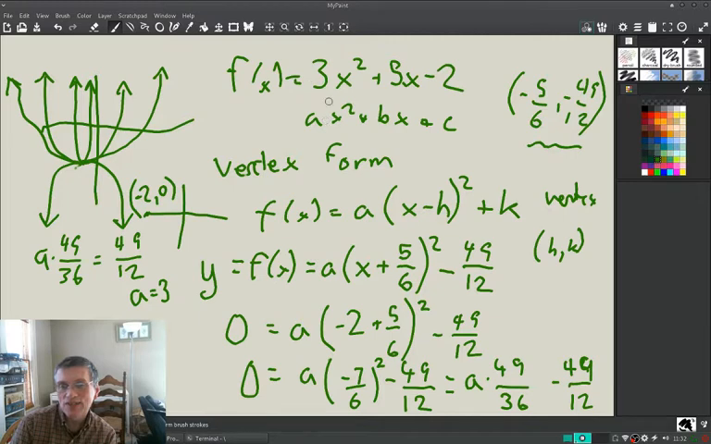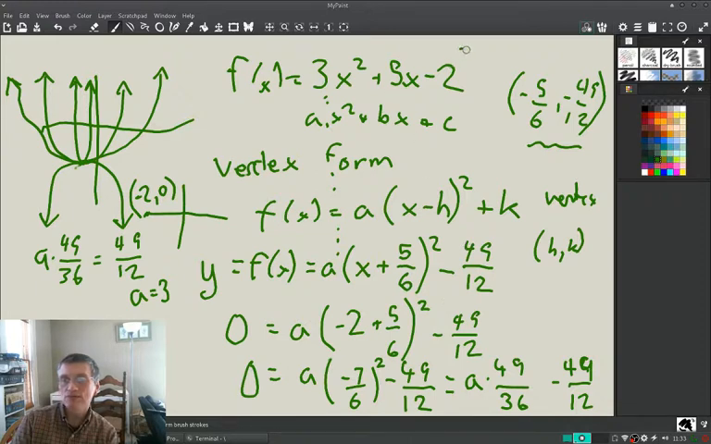Now I'm extra worried because this a actually worked out to be the same as that. And that's not terribly surprising. If we multiply this out, our only x squared term is going to be ax squared. And that's going to have to match up with this. So actually, that is the same a. It's not exciting. Okay, but you can always solve for a by putting a point in. Alright, so that's our final equation.